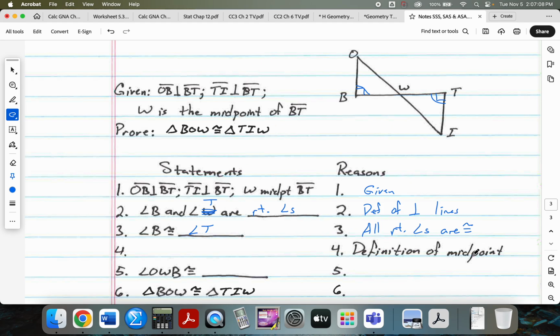Then it wants me to use the definition of a midpoint. Well, if W is the midpoint of BT, then what conclusion can we make? Segment B is congruent to segment T. Well, B is just a point. I don't think that's what you meant. You mean this whole segment, right? What's the name of that segment? BW, yeah. Segment BW is congruent to WT. Very good. Segment BW is congruent to segment WT by the definition of a midpoint.